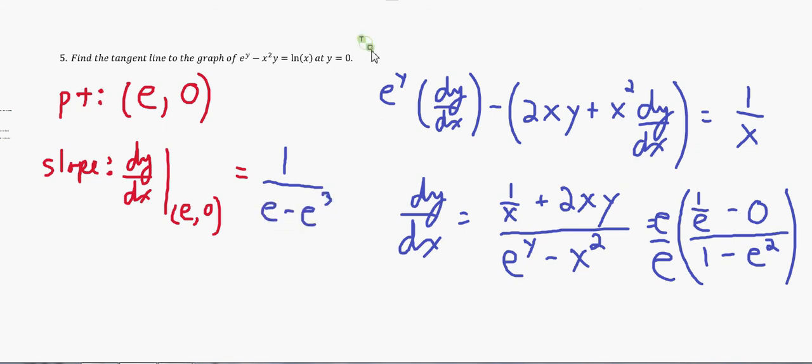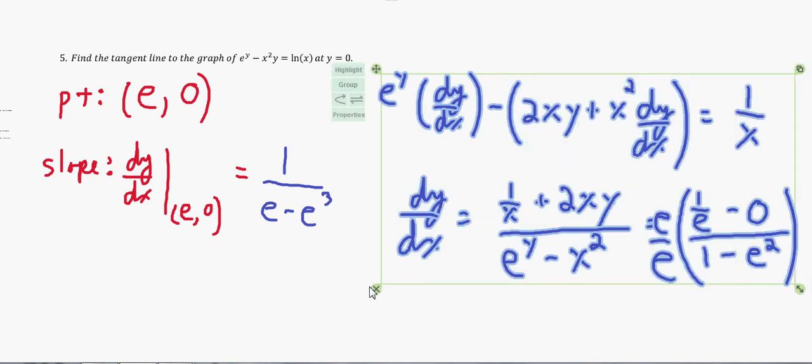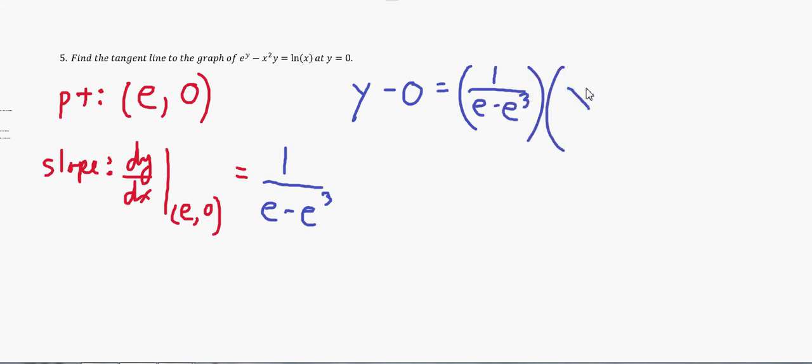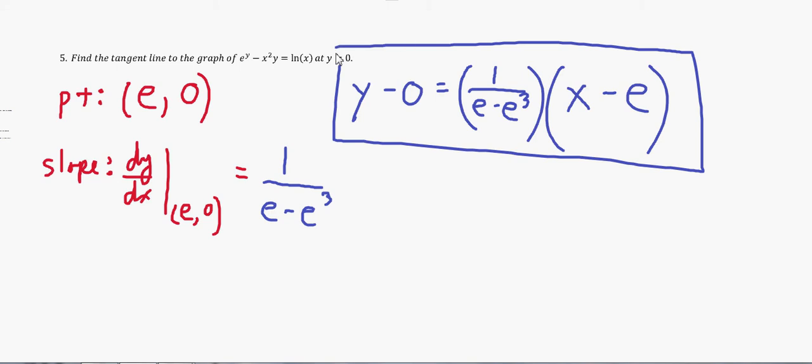There we go. So now that we have the slope and the point, the tangent line becomes y minus the y value, which is 0, is equal to the slope, which is 1 over e minus e cubed, times x minus the x value at the point we're interested in. So that's e. There you go. There's your tangent line. And technically you don't need the y minus 0 there. Let's move him over here. There we go. Okay.